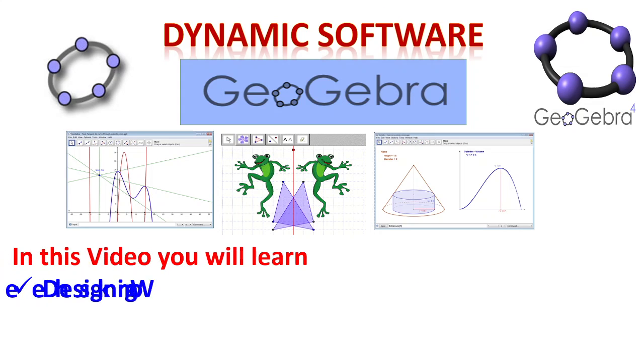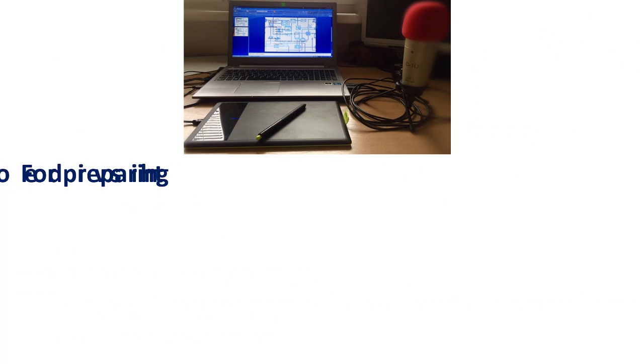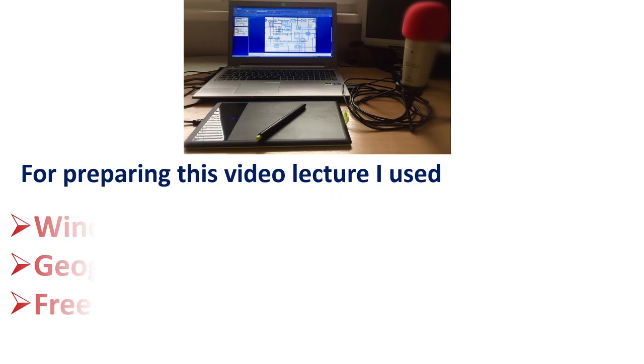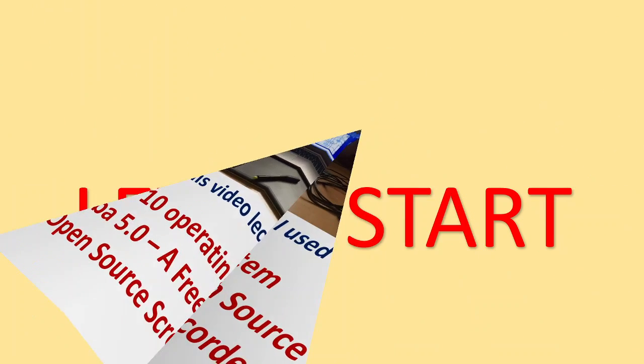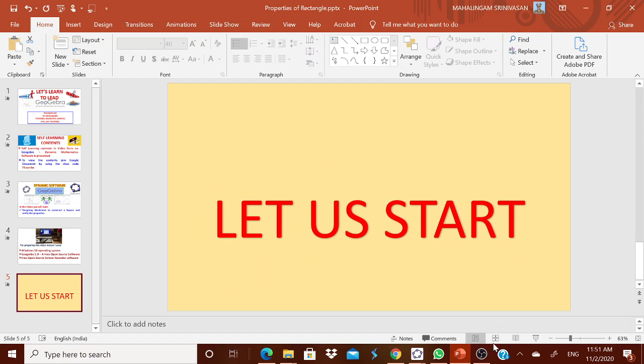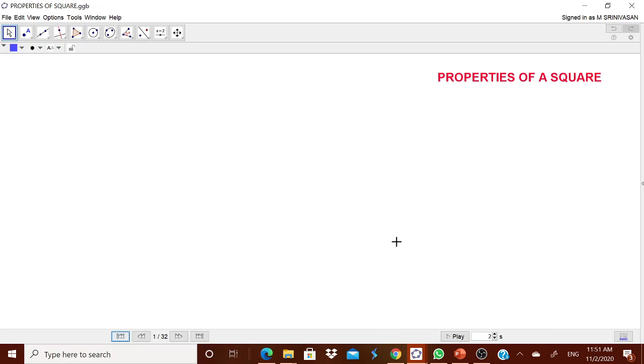In this video, you will learn designing a worksheet to construct a square and verify its properties. For preparing this video lecture, I used Windows 10 operating system, a licensed version, GeoGebra 5.0, a free open source software, and free open source screen recorder software. Let us start. Let me show you what type of worksheet we are going to prepare. We are going to prepare a worksheet with a square and try to explore its properties one after the other.